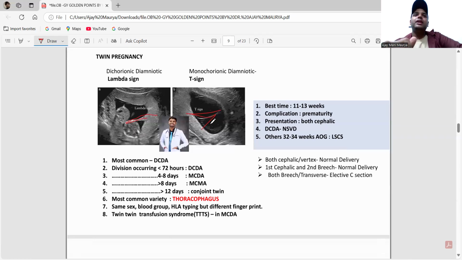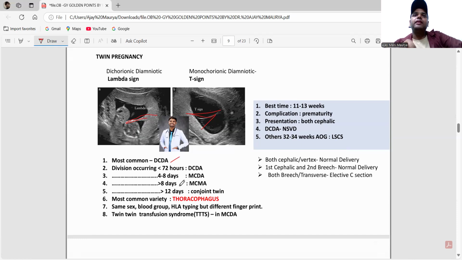The most common will be the DCDA. If the division occurs in less than 72 hours, it leads to formation of the DCDA. Within 4 to 8 days, it is the MCDA. More than 8 days, it is the MCMA.